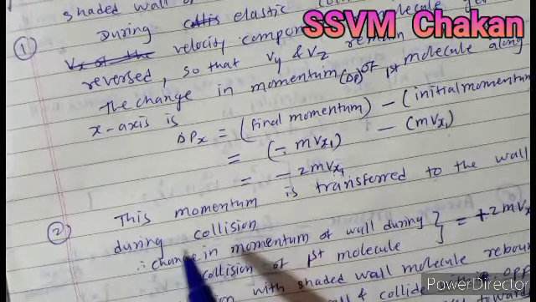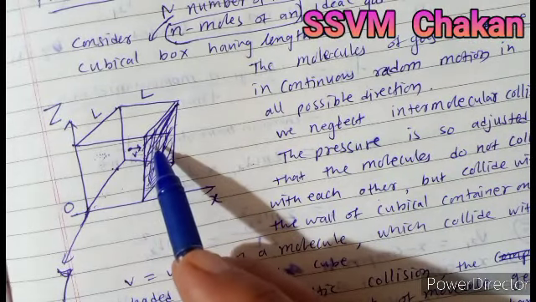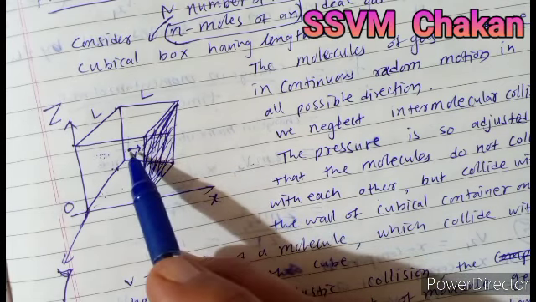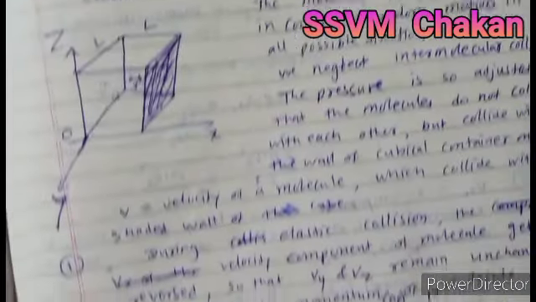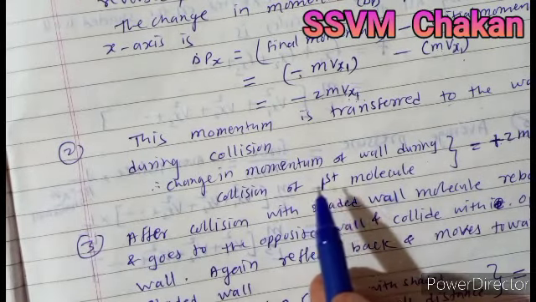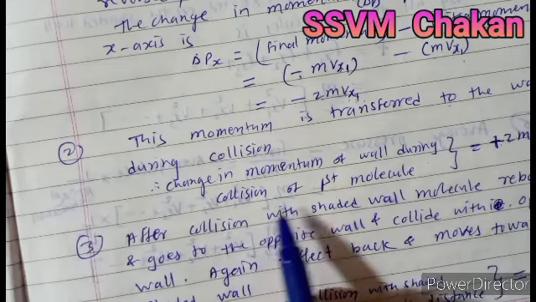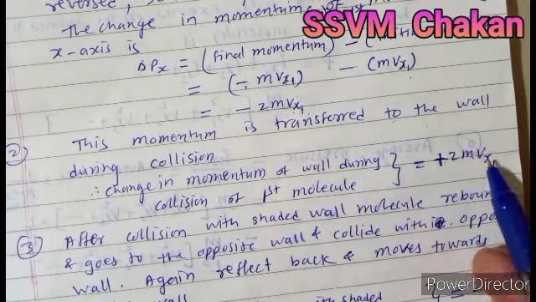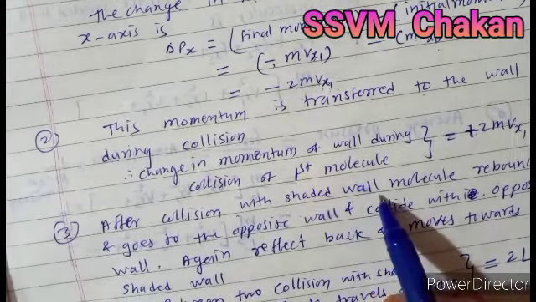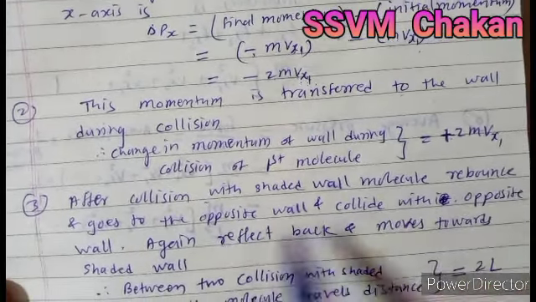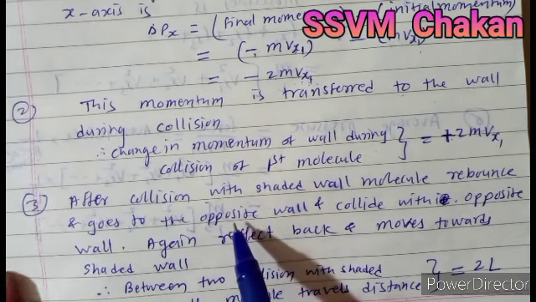This momentum is given to the shaded wall of the container. When the molecule collides over this shaded portion, its momentum is given to this wall of the container. So the wall receives momentum, and the change in momentum of the wall during the collision of the first molecule is plus, that is, it gains plus 2m Vx1.